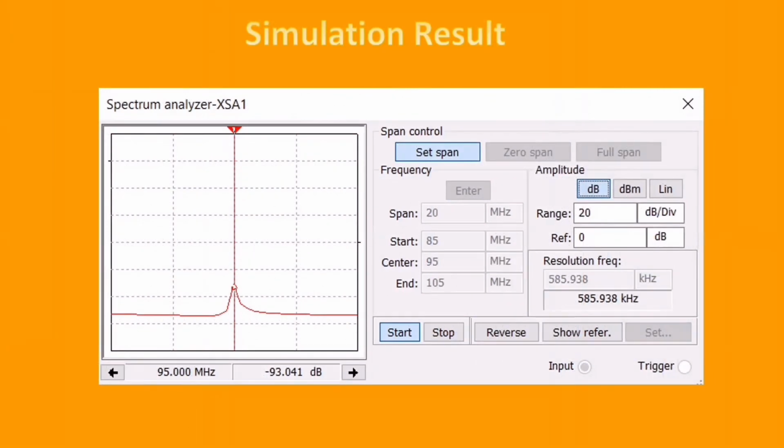So this is the spectrum frequency. As we can see, the resonant frequency can be seen at the middle of the graph, which is 95 MHz. The start frequency that I put is 85 MHz, and the end frequency that I put is 105 MHz in order to capture the precise resonant frequency.